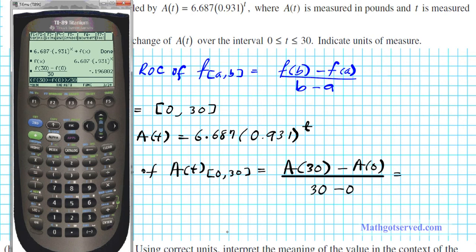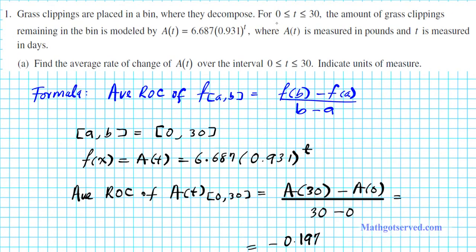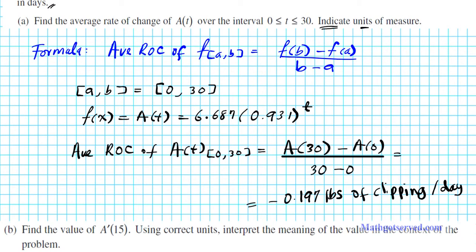Okay, so let's write down our answer. It's negative 0.197. We also have to indicate the units. The independent variable is time. What is the time difference here? It's measured in days. A is the amount of clippings, which is measured in pounds. Pounds of clippings per day. All right, so this is the answer, but we're also asked to indicate the units of measure. So it's negative 0.197 pounds of clippings per day. Okay?